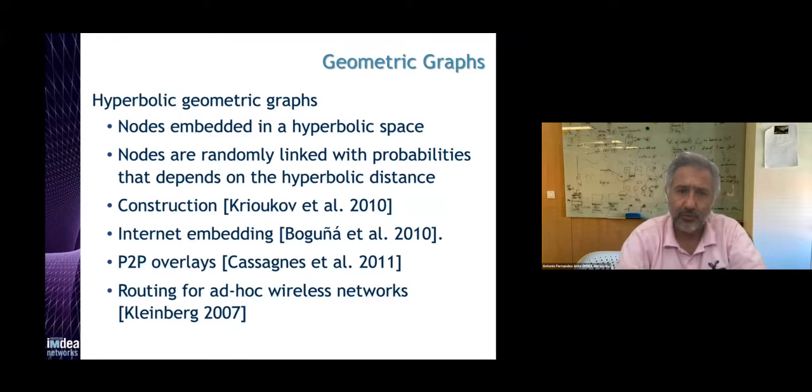Casas et al. showed how to build peer-to-peer overlays, and Robert Kleinberg showed that you could embed wireless networks into a hyperbolic space and use that embedding for efficient routing.